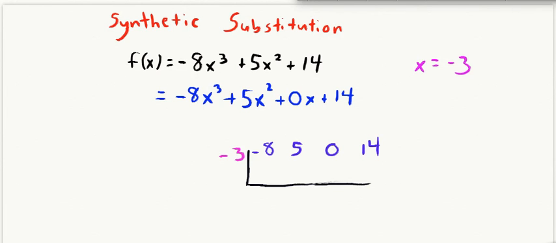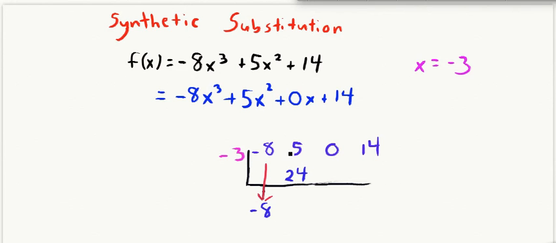All we've done is the setup. From the setup, the first thing that we do, make sure you don't forget this step, is bring that first coefficient straight down. So we're going to bring negative 8 down below the noodle lumpus, on the bottom right here. So negative 8. The next step is that we actually multiply now. Negative 3 times negative 8 gives us positive 24. So we're going to put the 24 right here under the 5.